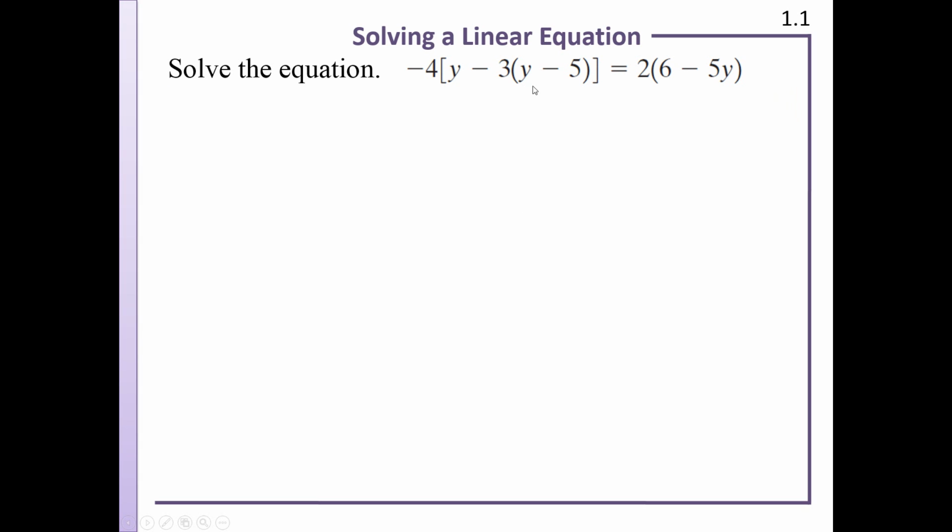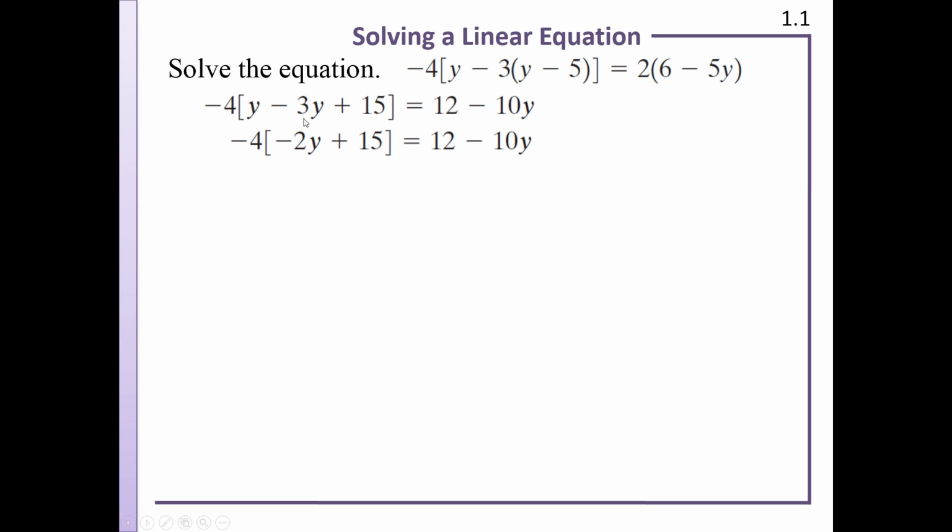It has nested parentheses, so there's parentheses inside the square bracket. In order to handle this one, the best thing to do in this case would be to work from the innermost parentheses and then out. So the inner parenthesis is here, so I'm going to first distribute the negative 3 inside the parentheses. So if you do that, you end up with negative 3y plus 15 inside the square bracket.